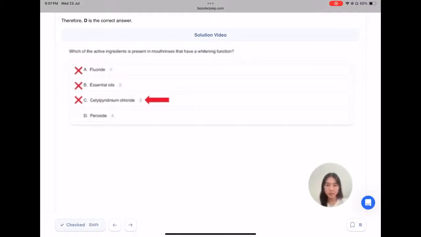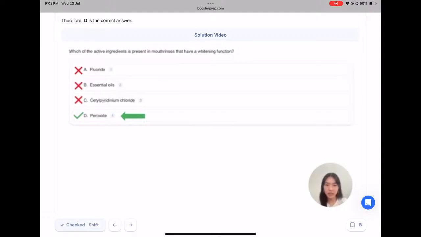Option C reads cetylpyridinium chloride, and this answer is also incorrect as it does not have a whitening function. This ingredient is added to therapeutic mouth rinses and can reduce bacteria that cause bad breath, but it can also reduce gingivitis as well. However, we have to remember that this may cause tooth staining if used for longer periods of time, so it is important to warn our patients about this.